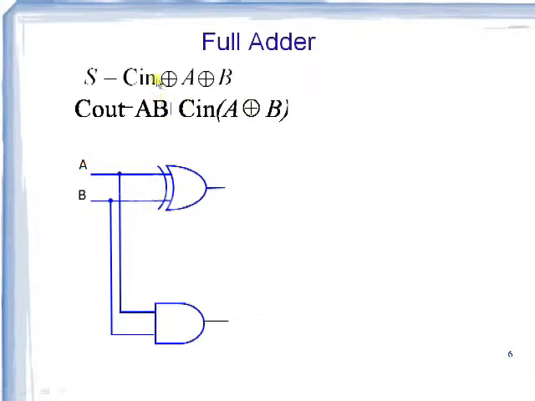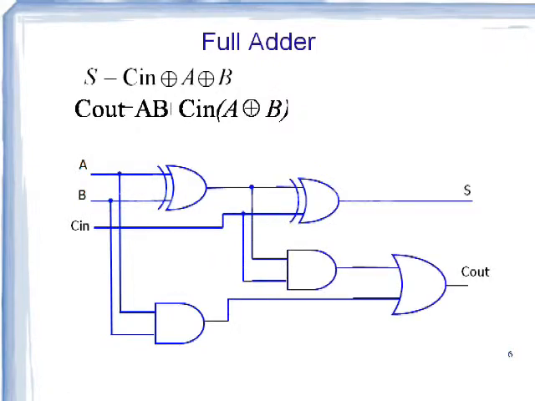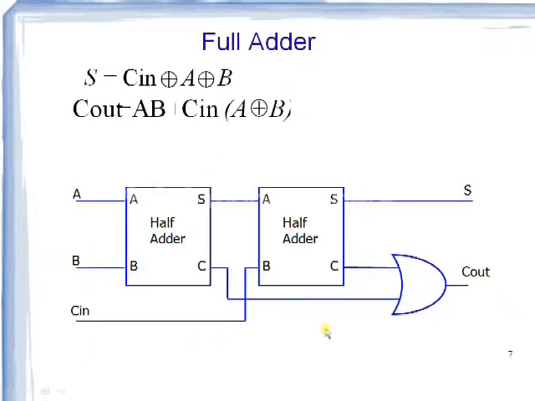Now we are implementing these expressions with the help of logic gates. We implement this with the help of 2 half adders. This is one half adder and this is one half adder, along with one OR gate, which will give us sum as well as carry out for the full adder. Now let us represent this same diagram with the help of the half adder blocks. So this is one half adder and this is one half adder, and we can also represent the same circuit with 2 half adder blocks.